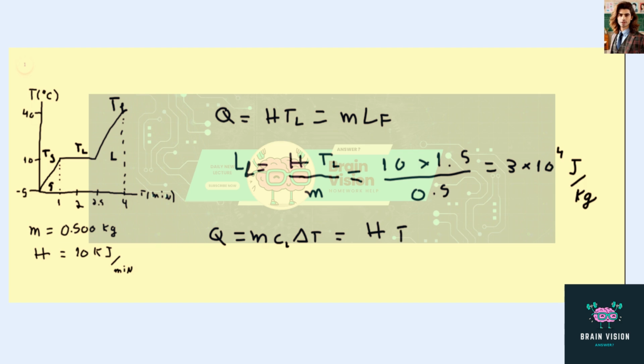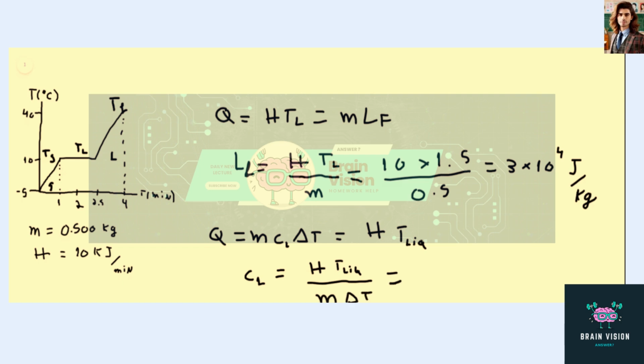So this is from here to here. This is the time of the liquid. We need to solve for C liquid, so C liquid is equal to H times the time of the liquid, divided by M times the difference in temperature.